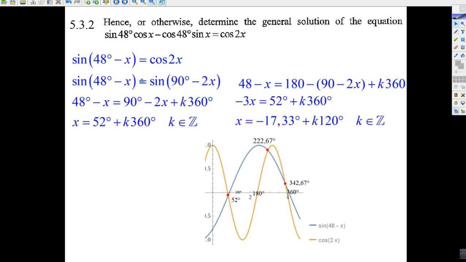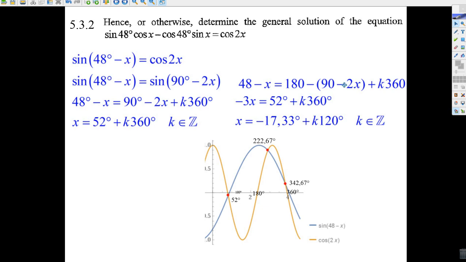Now, the only way this can be equal is if these two angles are equal, and they repeat themselves every 360 degrees. So there's one of my general solutions. I just add 2x, take away 48, and get 52 degrees, plus and minus 360 degrees k, where k is an integer. But there's another one. There's 180 minus (90 minus 2x). Remember, with the sine, you've got the angle and 180 minus. Well, 180 minus 90 gives me the same 90. If I take away 48, I get 52.